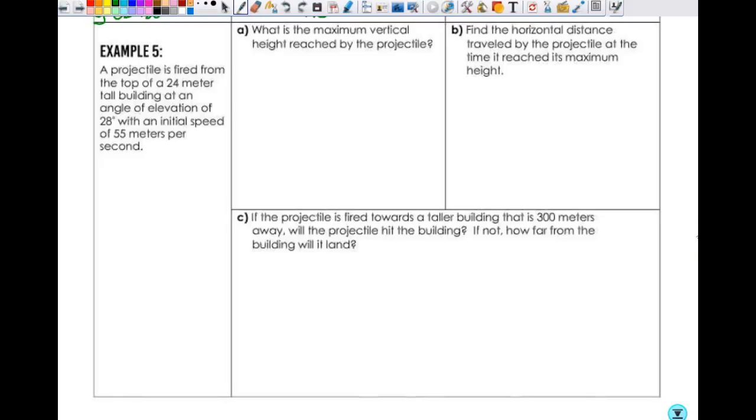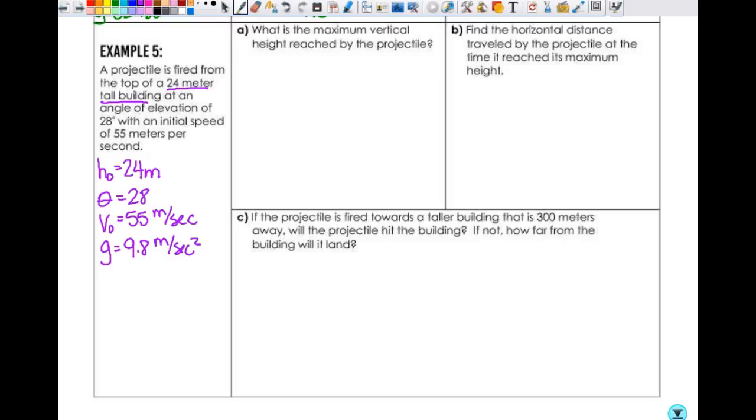All right, example 5. A projectile is fired from the top of a 24-meter tall building, so our initial height is 24 meters, at an angle of elevation of 28 degrees, theta equals 28. Initial speed is equal to 55 meters per second. So our gravitational constant is going to have to be 9.8 meters per second squared. We are looking for the maximum vertical height reached by the projectile.